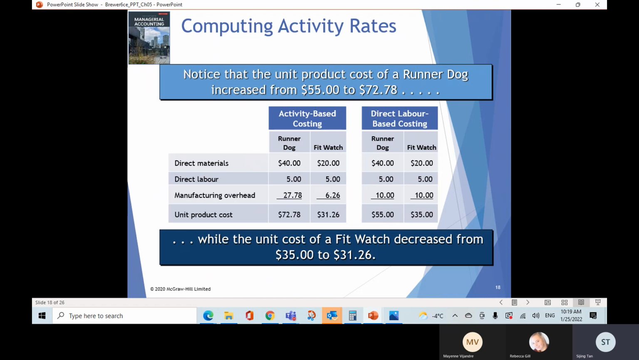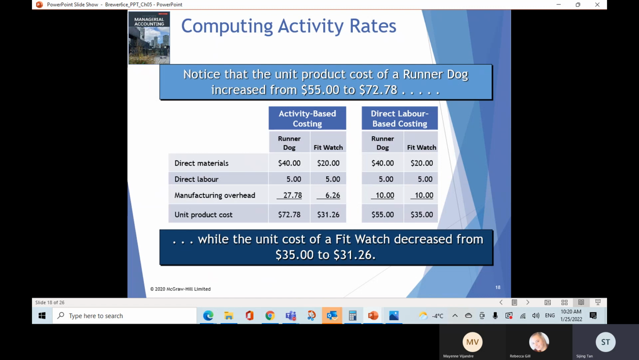Than the ABC. So when comparing the two approaches, under the ABC, the unit product cost of run a dog and feed watch are $72.78 and $31.26 respectively. Under the traditional approach that we just showed for direct labor base, we had computed unit product costs of $55 and $35 respectively. So notice that the direct materials and direct labor cost under the two approaches are the same. The differences in unit product costs result from the two different approaches to assigning overhead costs. Right?